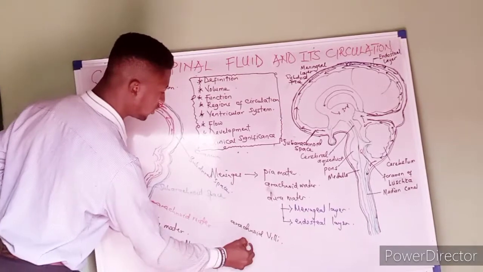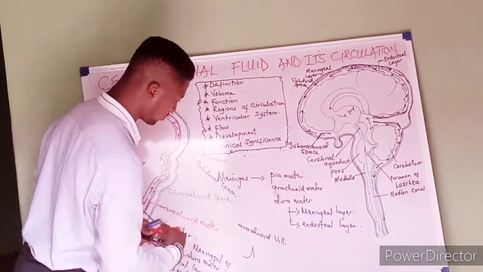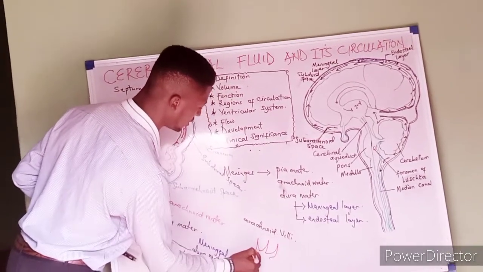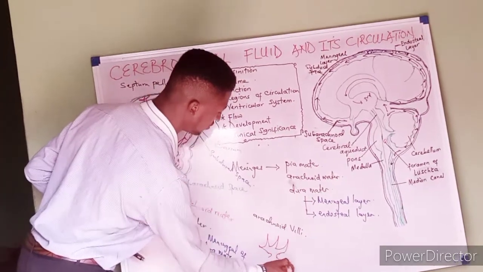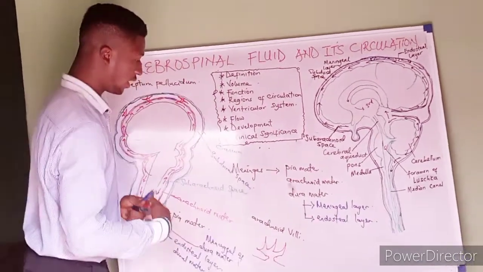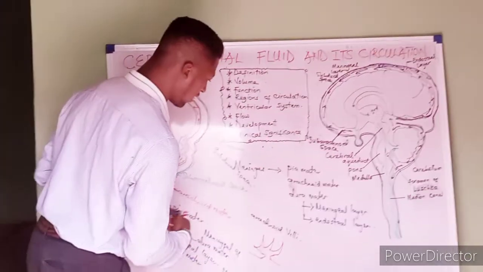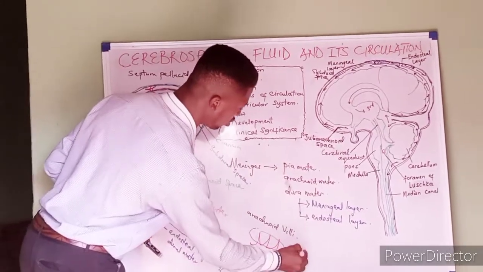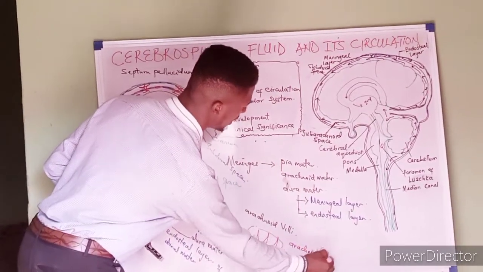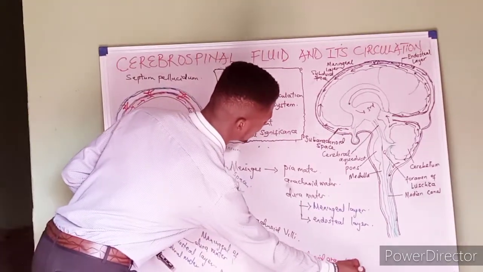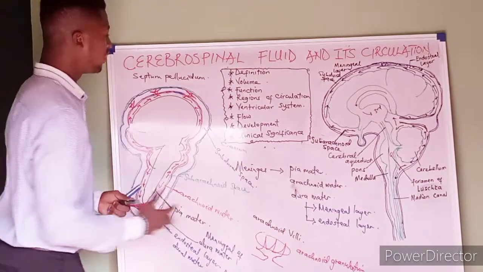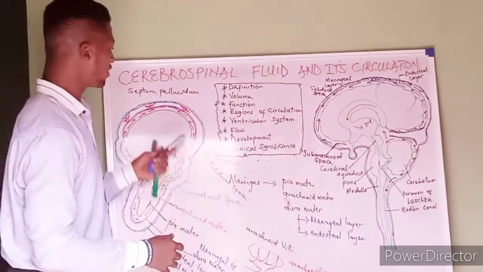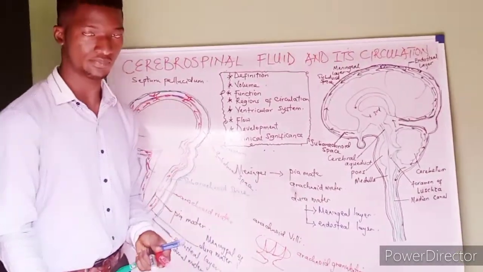But the collection of these projections, so this projection here is an arachnoid villus, from the arachnoid mater. These villi collectively we call the arachnoid granulation. So it means that through arachnoid granulation, cerebrospinal fluid flows into the subdural space, a region in which the cerebrospinal fluid is then absorbed.